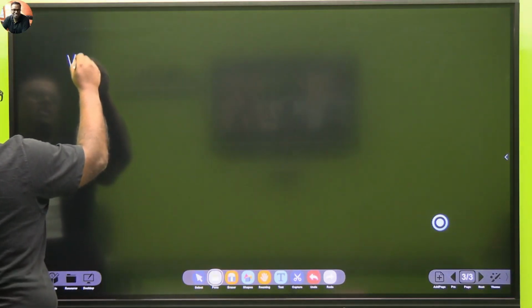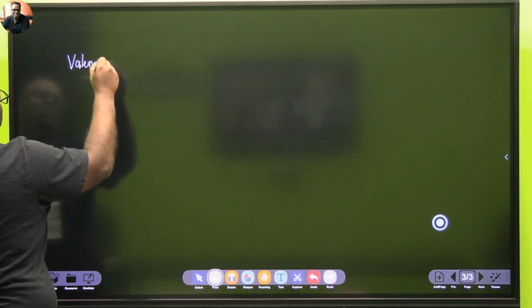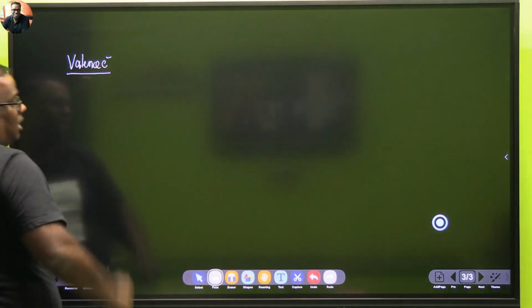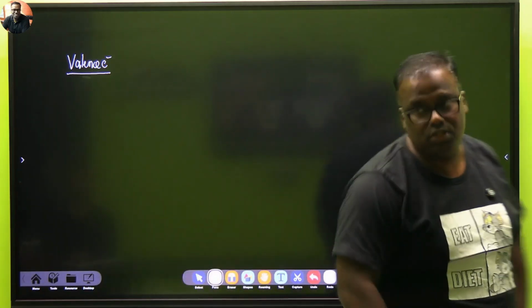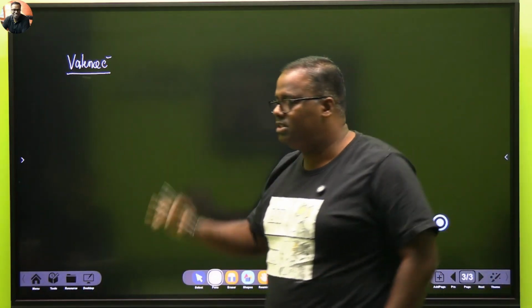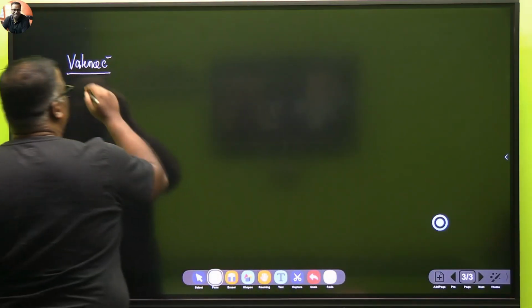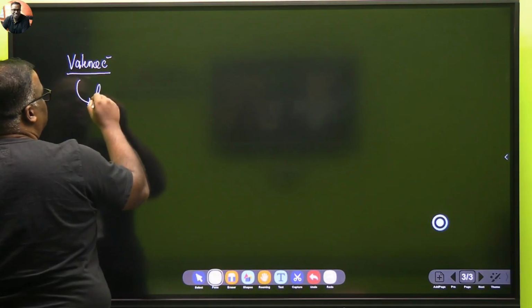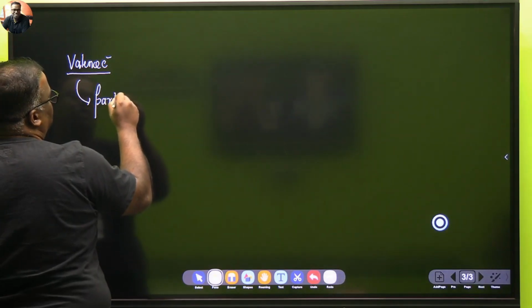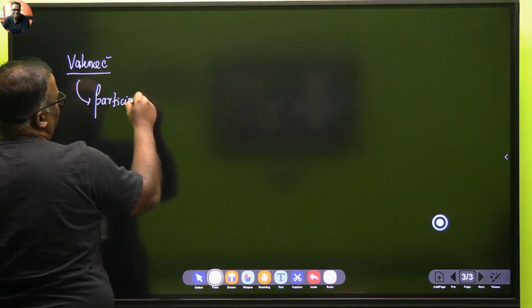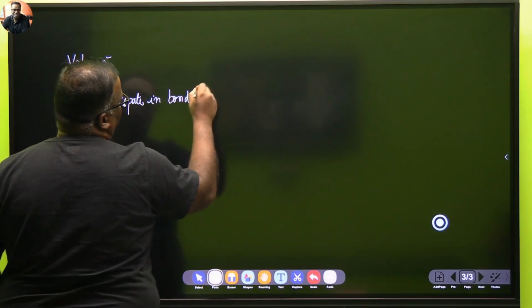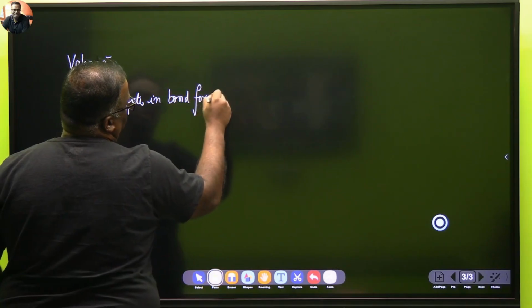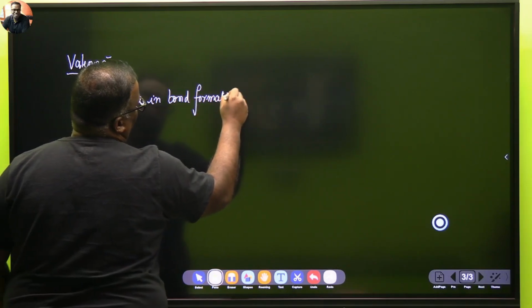From now, let me start writing valence electron, because this discussion will keep on coming. Electrons that are present in the outermost shell of an atom are called valence electrons. Why are these electrons important? Because these valence electrons participate in bond formation. They are the ones who are going to participate in bond formation.